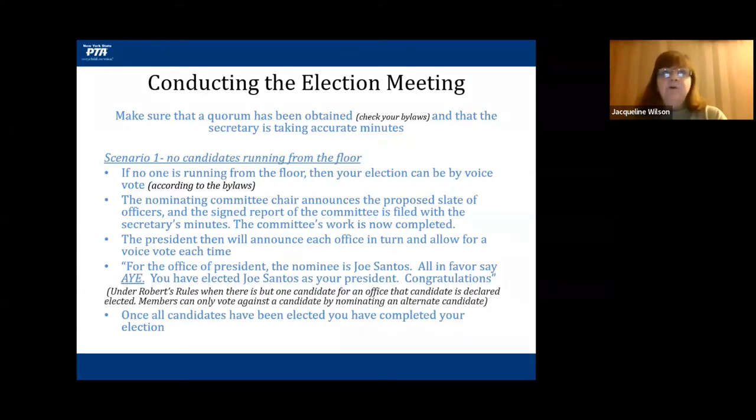So you don't say all those in favor, all those opposed. It is just all those in favor say aye. And truly, Joe would only need one vote to be elected. So it's kind of a moot point that there's no such thing as a no vote when you have only one candidate. And once all the candidates have been elected, you have completed your election. Obviously, this is the simplest election to complete. However, they're not always so simple.